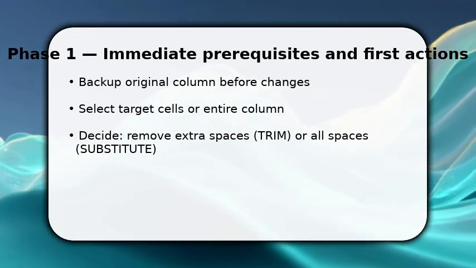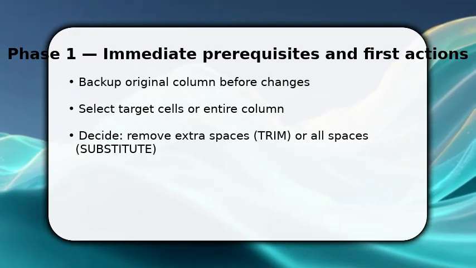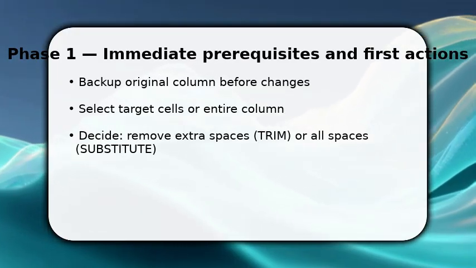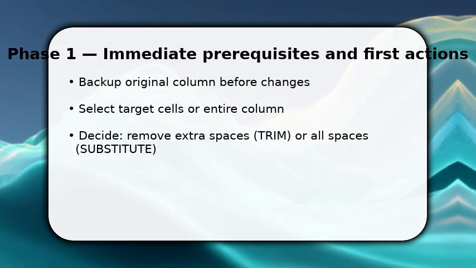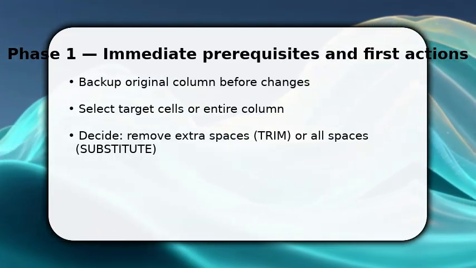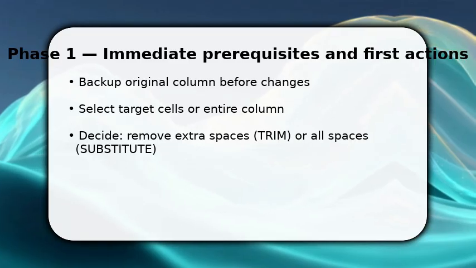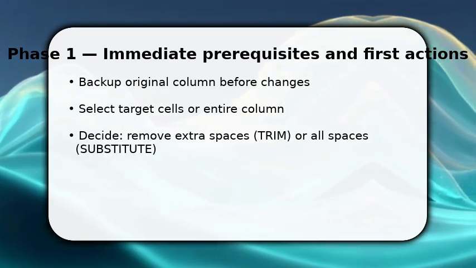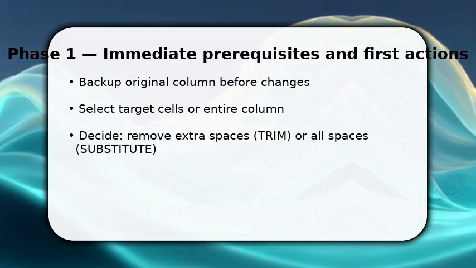You already have the sheet open and a copy saved. Now pick the column with the text you want to fix. First, insert a helper column next to the data so you don't overwrite originals. If you want to collapse multiple spaces to one, you'll use trim. If you want to remove every space, use substitute.